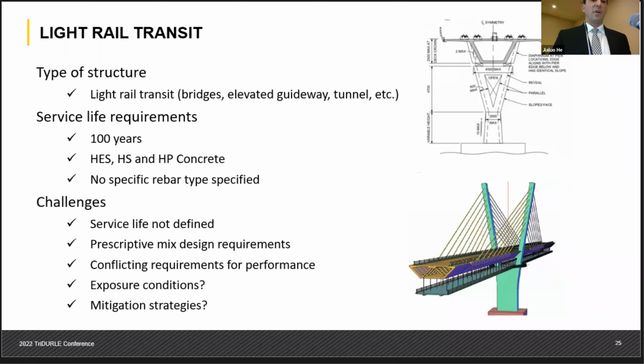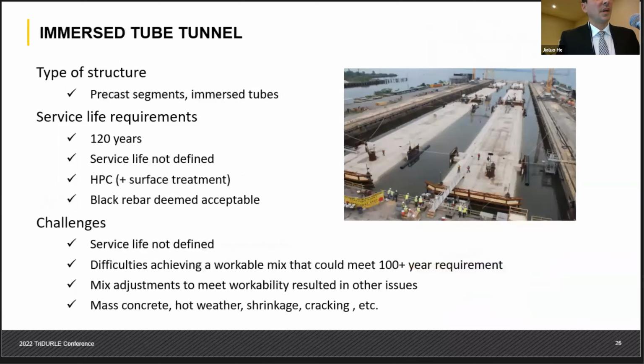Then obviously conflicting requirements of performance, exposure condition and mitigation strategies couldn't be used correctly because they also limit the amount of mitigation that you could use, but then you have issues with the ASR, for example. So how are you going to mitigate if you're not allowed to use a certain amount of mitigation? So you have conflicting requirements there.